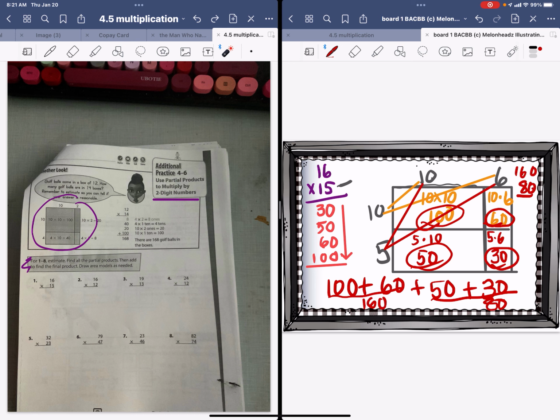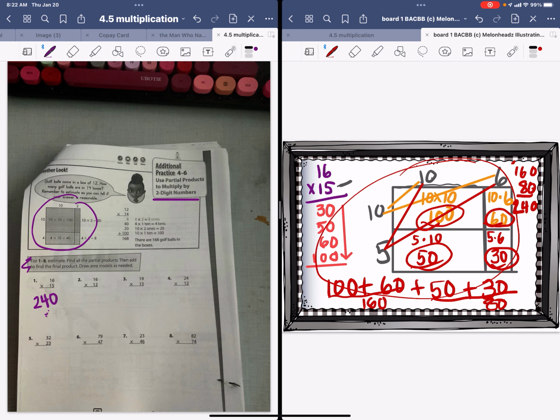160 plus 80. 0 plus 0 is 0. 8 plus 6 is 14. Carry my 1. 240. Okay? So this answer is 240. Now you have to show your work. I know that this is a lot to write down, so if you need to use another sheet of paper, that's fine, but you have got to show your work over here on this part so that I know that you understand. Because if you just write the product, I don't know.